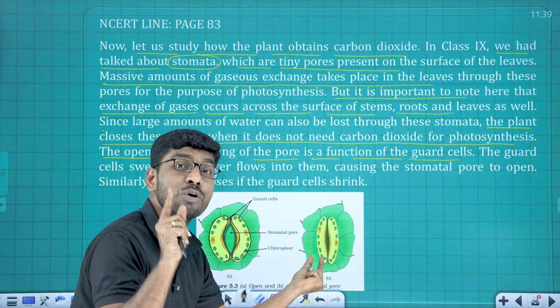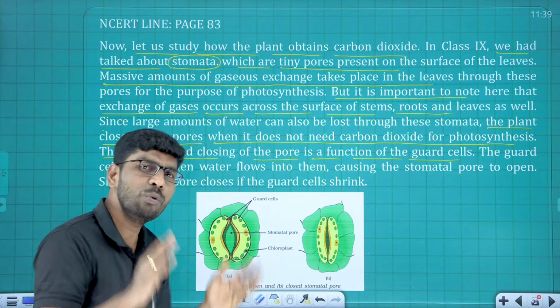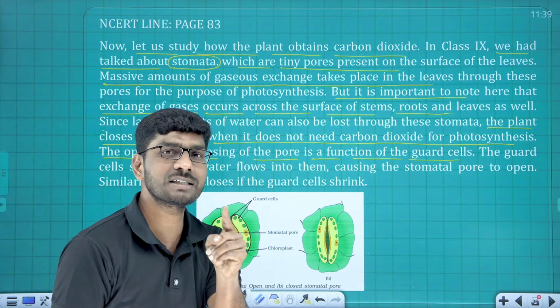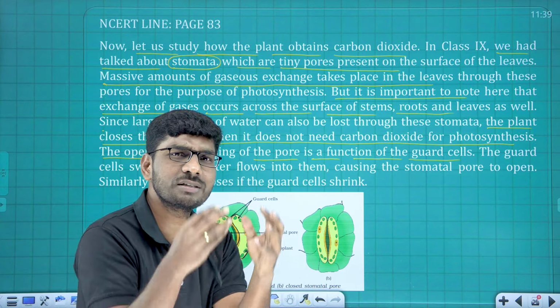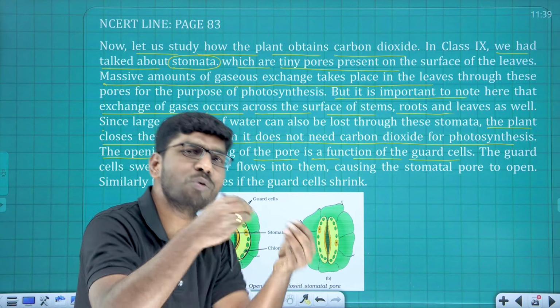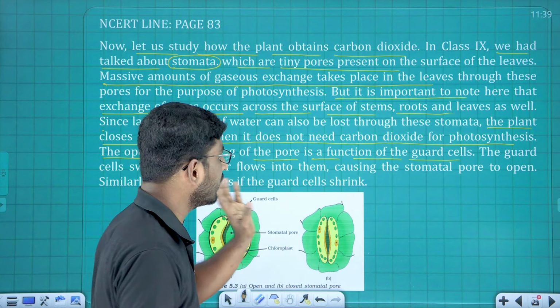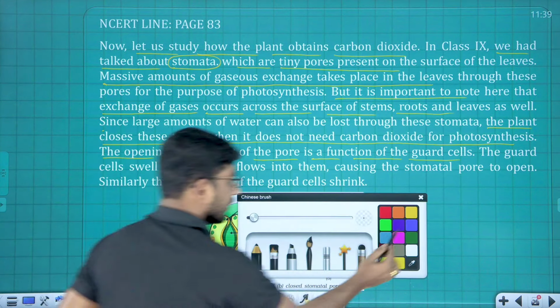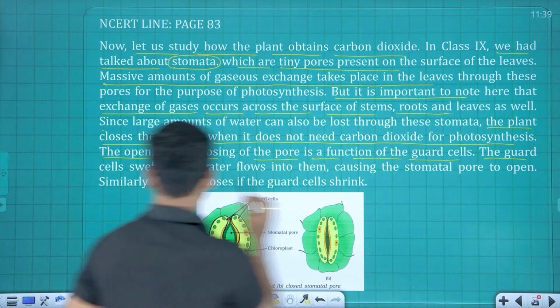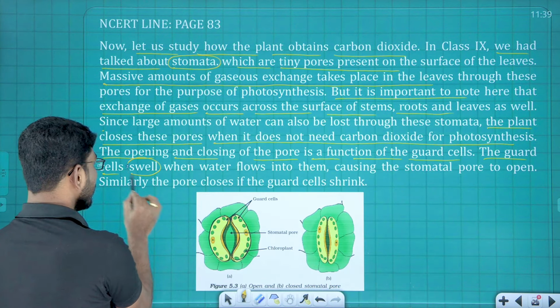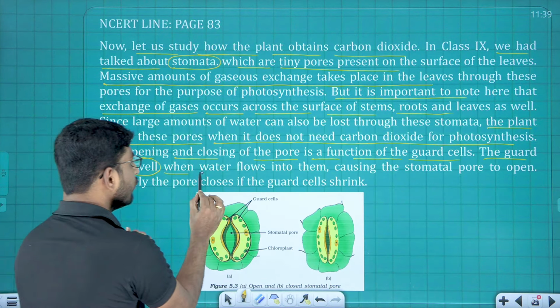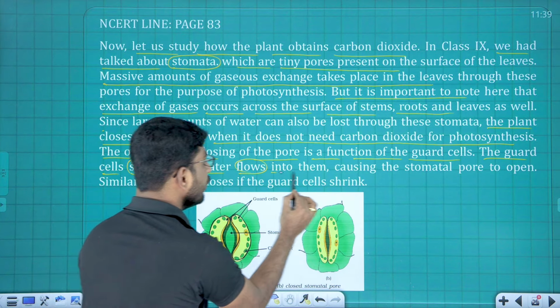This diagram is opening of stomata. This diagram is closing of stomata. So who will open and who will close? Guard cells. These guard cells undergo some process to open and close the stomata. Look at here, the guard cell. Careful, look at here. The guard cells swell when water flows into them.